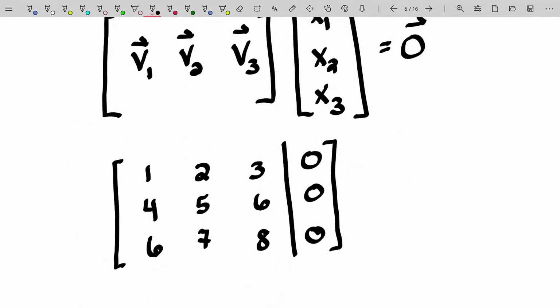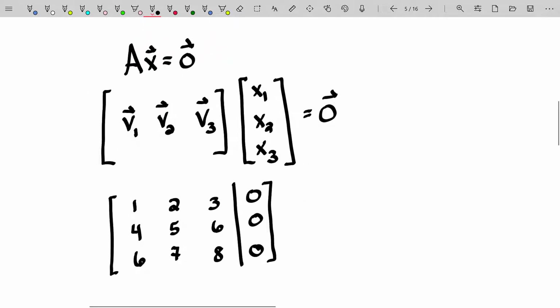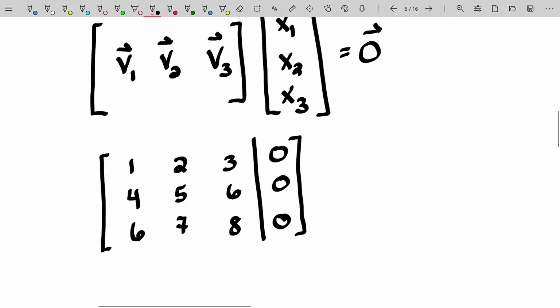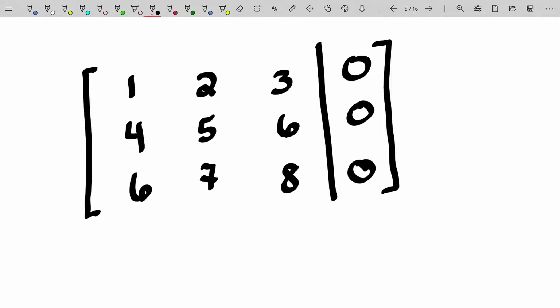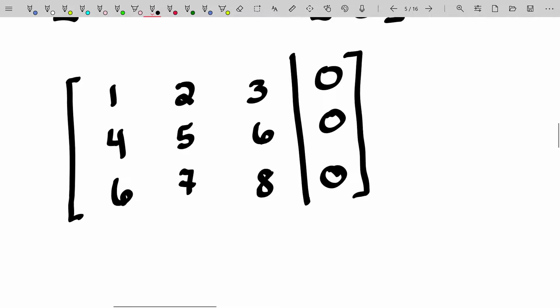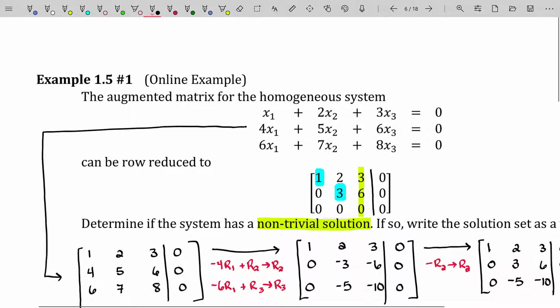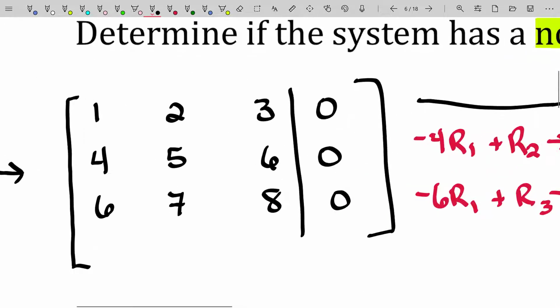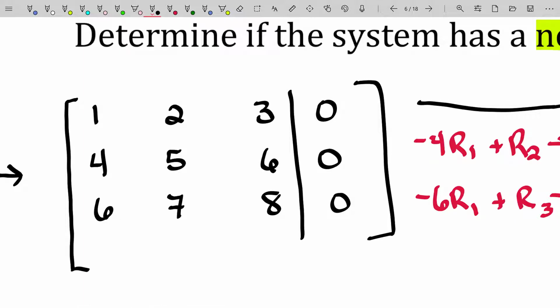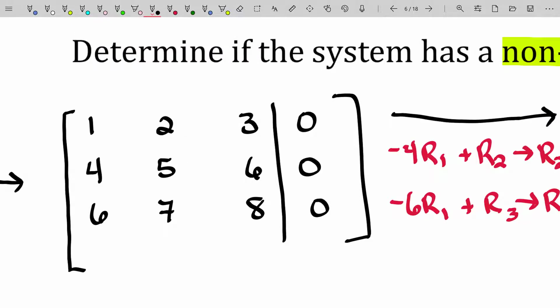We want to find a solution to that matrix equation, and by doing row reduction on this augmented matrix, we should hopefully find a solution. Now, if this augmented matrix looks familiar to you, it's because it was in a previous lecture. Notice right here, we have the same augmented matrix, 1, 2, 3, 4, 5, 6, 6, 7, 8. That's the coefficient matrix, and the augmentation column is all zeros.